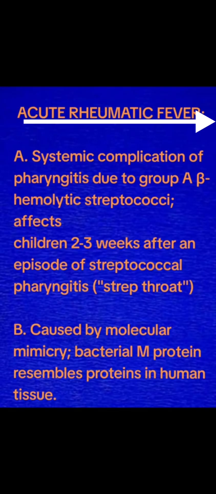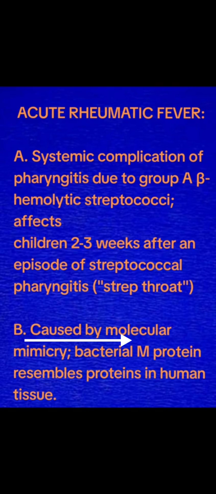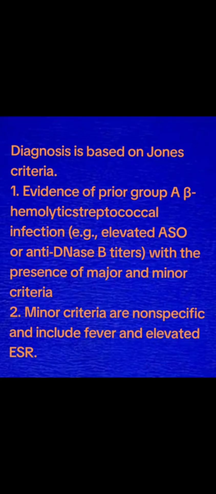Acute rheumatic fever. Acute rheumatic fever is a systemic complication of pharyngitis due to group A beta hemolytic streptococci. It affects children 2 to 3 weeks after an episode of streptococcal pharyngitis, meaning strep throat. It is caused by molecular mimicry, where the bacterial M protein resembles protein in human tissue.